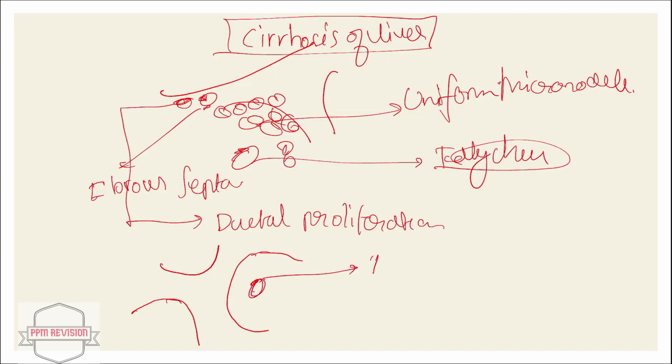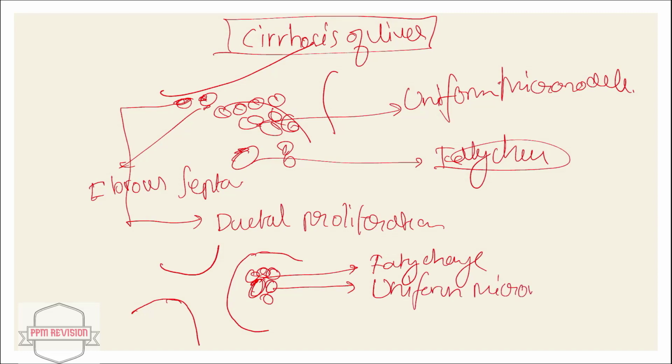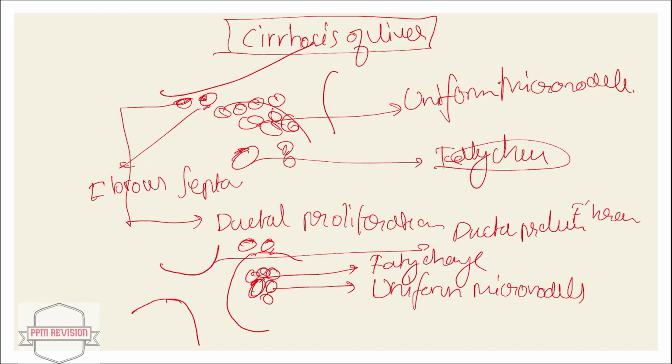So now I'll be showing the fatty change, right? And then there's also uniform micronodules that are present. This is nothing but the uniform micronodules, correct. And then there's presence of fibrous septa and ductal proliferation as well.